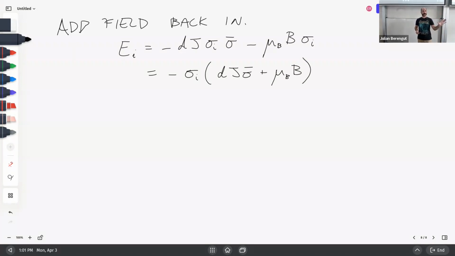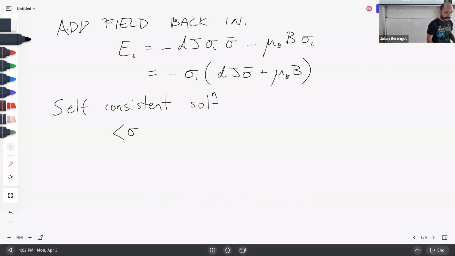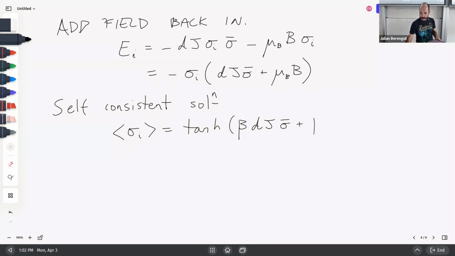So if I go through the whole thing again and solve it, I will find the self-consistent solution. It's exactly the same. Keep going, do all the things that you did before, except just with that extra term. It all comes out exactly the same. And you find that the average value of sigma_i is tanh of beta dJ sigma bar plus beta mu_B B. And that should be equal to itself for the self-consistent field. So it's exactly the same, but now we've just added this extra term.